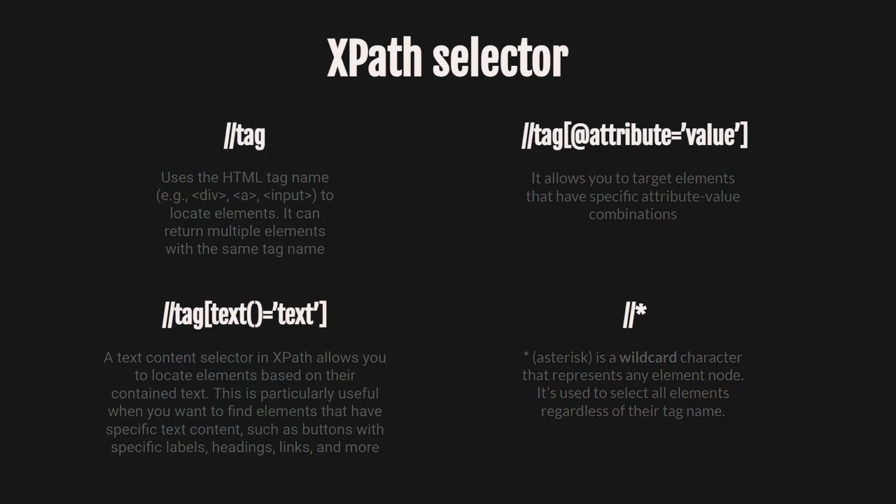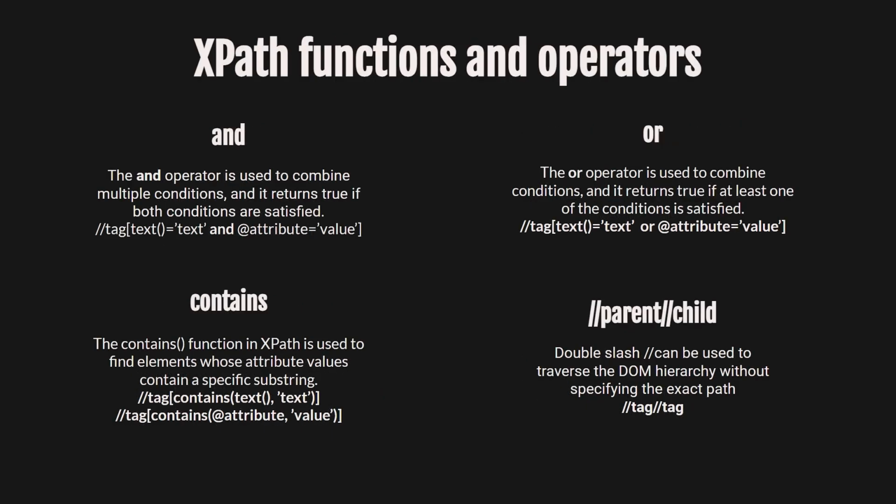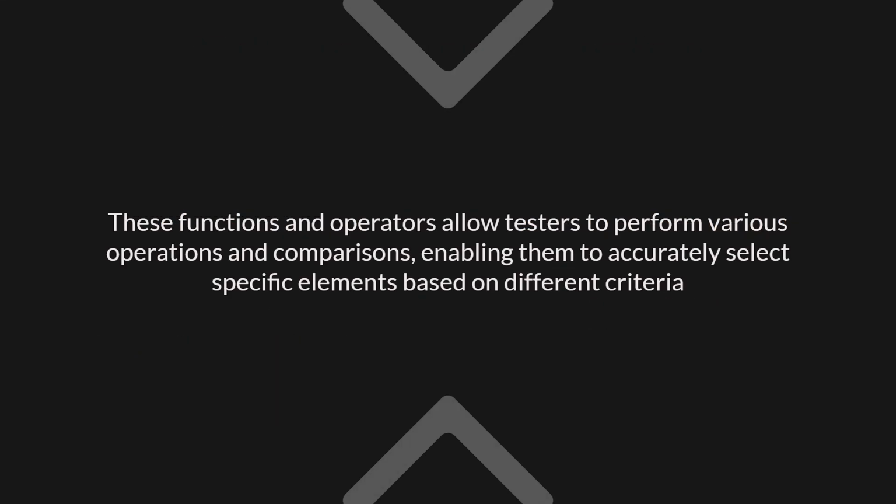Let's go further and learn several commonly used XPath functions and operators. In automation testing, XPath functions and operators are invaluable for creating precise and robust XPath expressions to locate elements on a web page. These functions and operators allow testers to perform various operations and comparisons, enabling them to accurately select specific elements based on different criteria.